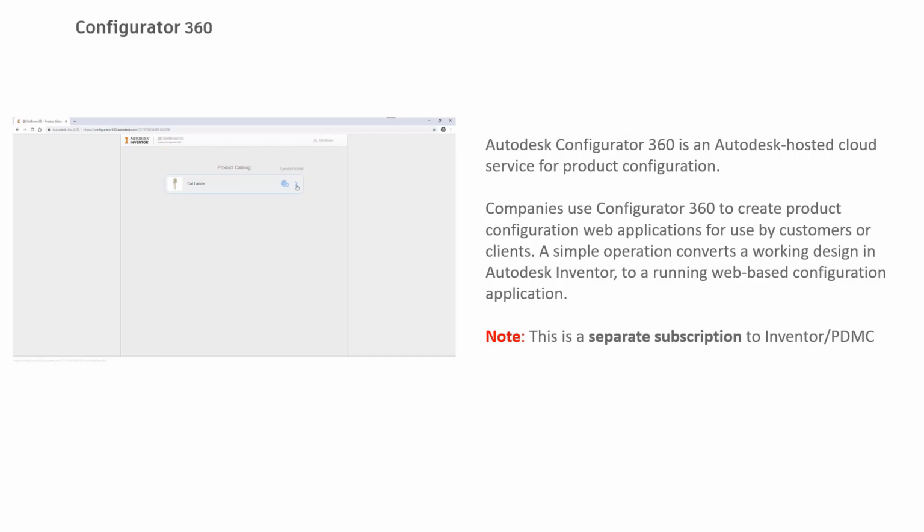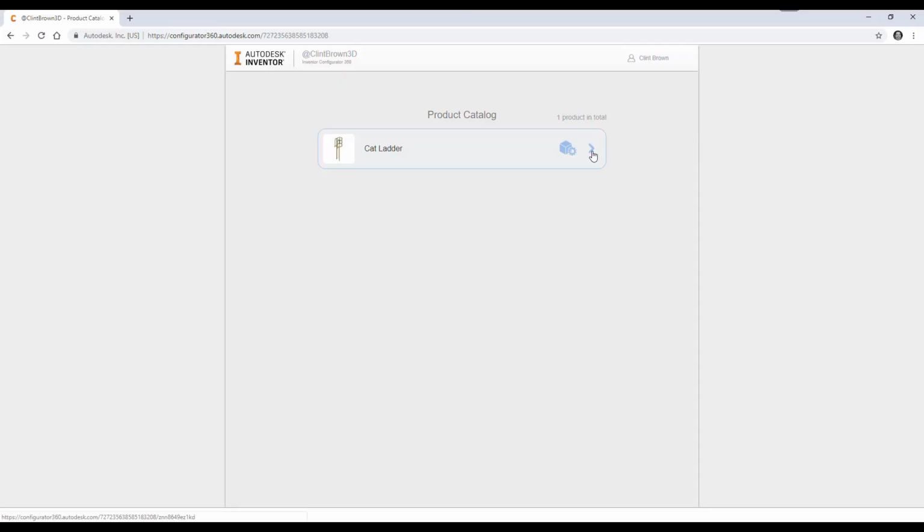So Configurator 360 is an Autodesk-hosted cloud service for product configuration. And companies use Configurator 360 to create product configuration web applications for use by customers or clients. The idea is that any Inventor model with some iLogic running in the background can be uploaded to the service. The thing to note, though, is that this is a separate subscription to your Inventor or Product Design and Manufacturing collection. It's not included in the collection and is an additional service that you will need to pay for.